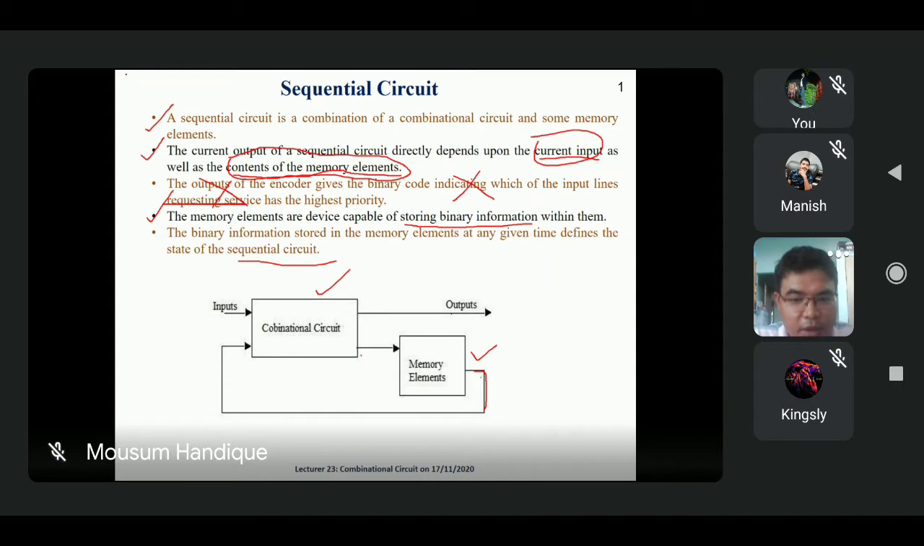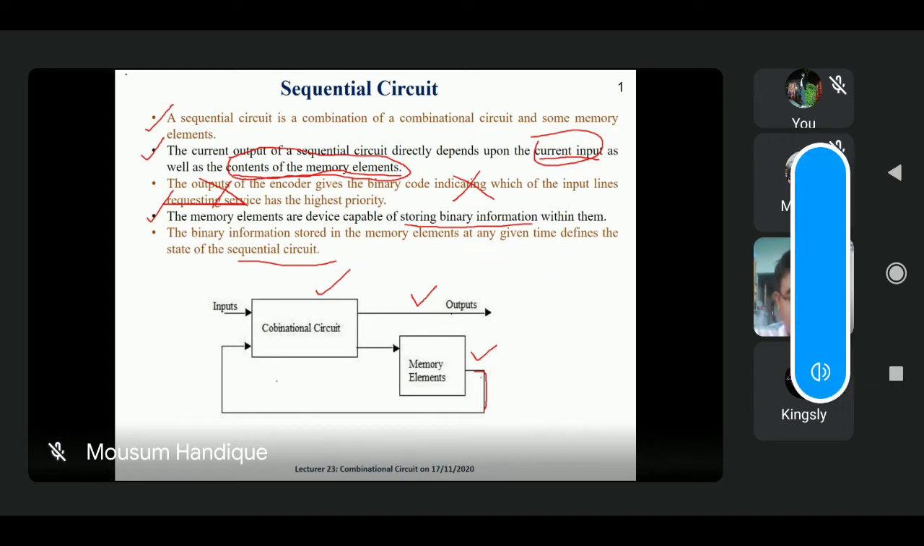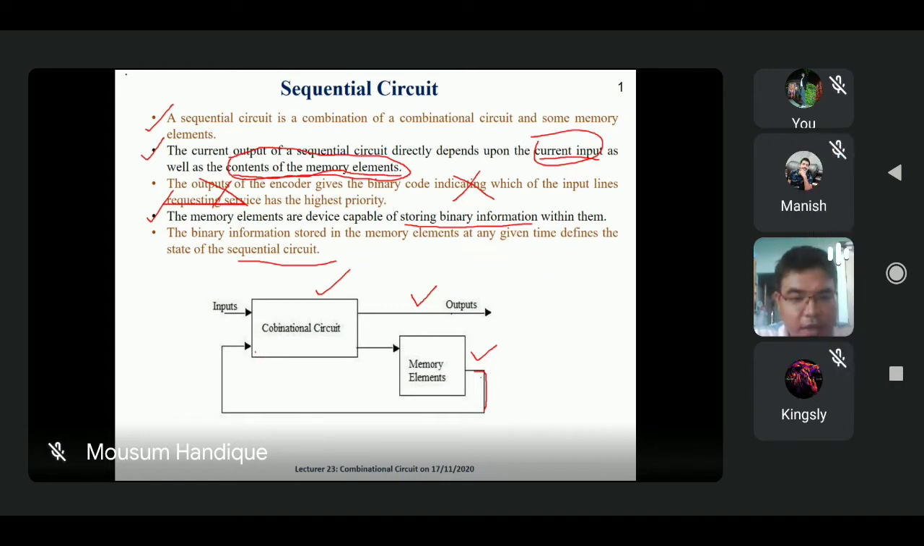That means, when we produce the output of a particular sequential circuit, we can use the combinational circuit and also the memory elements. Whatever output we are getting from the combinational circuit is inserted as an input to the memory elements, and whatever the output of the memory elements is, it behaves like feedback and is inserted into the combinational circuit.